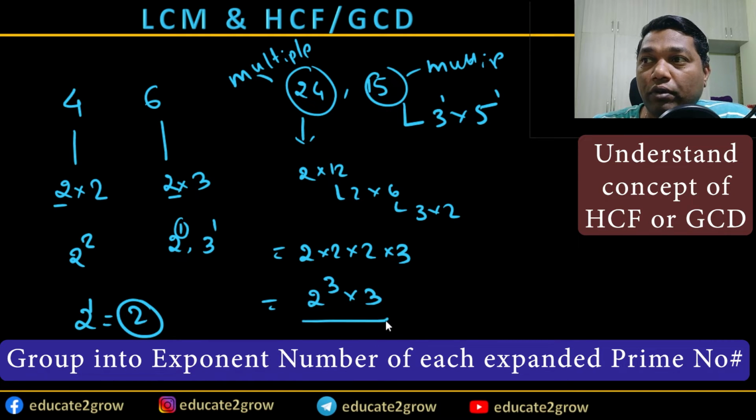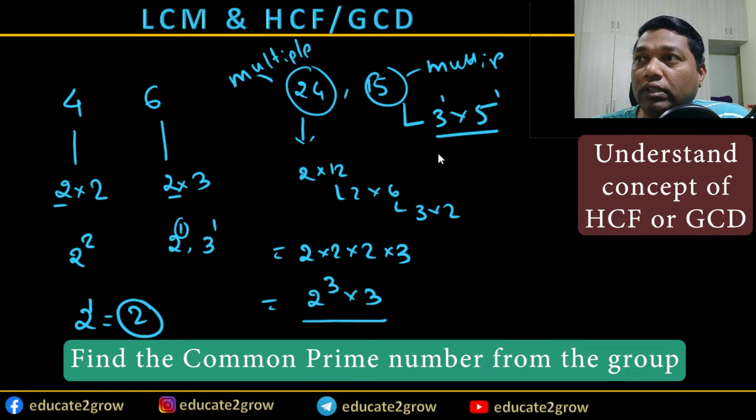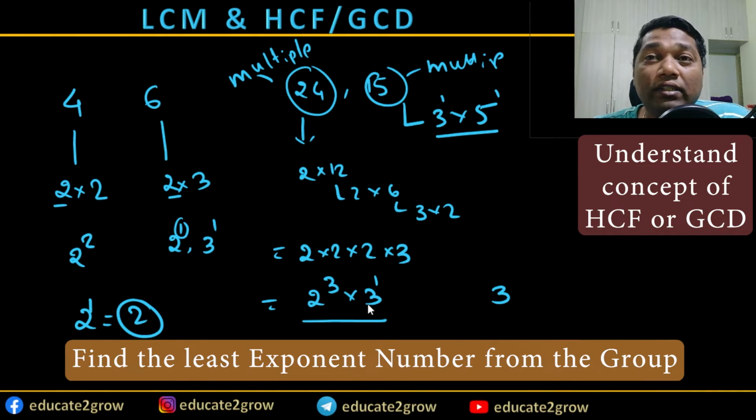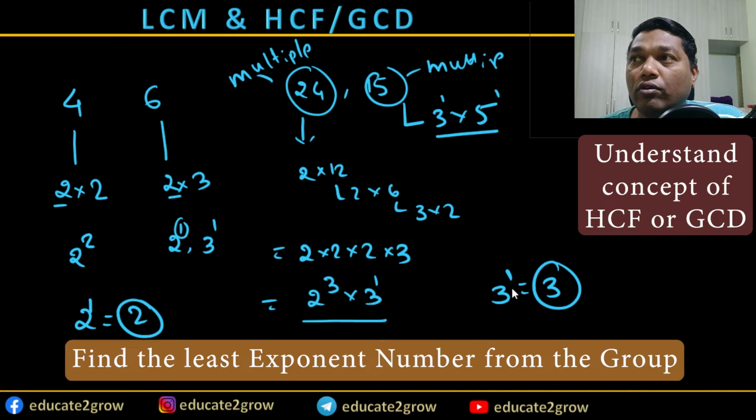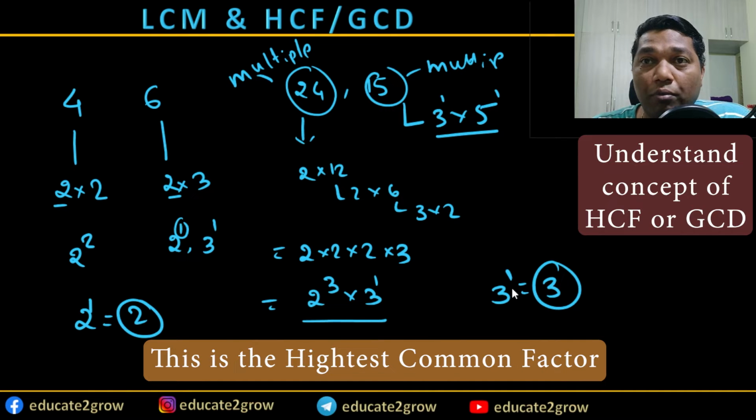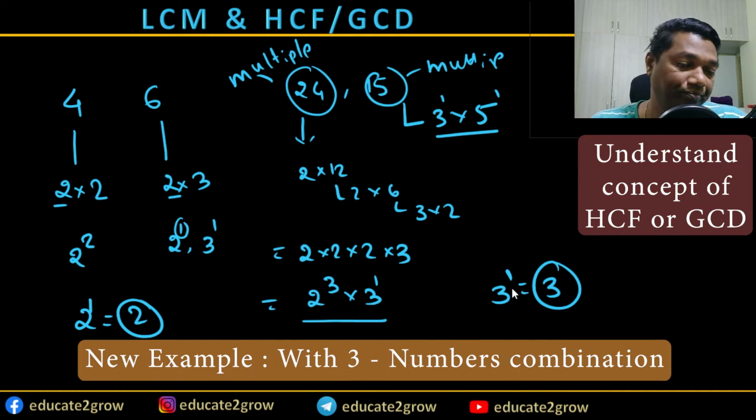Find from here and from here what is the common prime number. The prime number is 3, because 2 is not there in this, 3 is there, so let's take 3. Find the least exponent number of that 3. Only 1 is there, that is 1. This is the answer. So this is how to calculate the highest common factor, or the greatest common factor. Let's take another example.